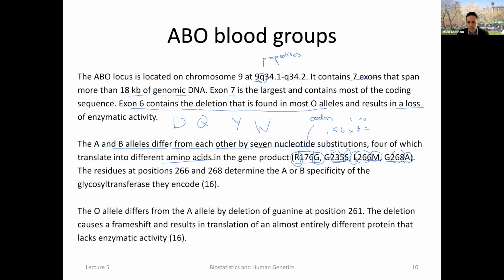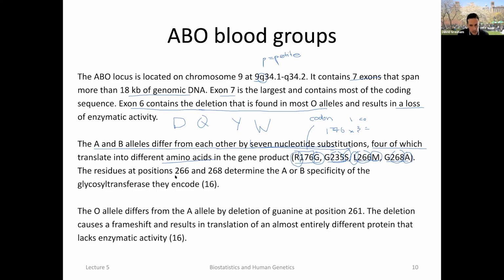Okay, so this is the nomenclature for indicating these mutations. These are coding mutations, which means they are non-synonymous mutations, right? That's why we have 7 nucleotides, but only 4 of them translate into different amino acids, because you can have non-synonymous mutations and synonymous mutations, where a mutation still results in the same amino acid because of the redundancy of the genetic code, okay?